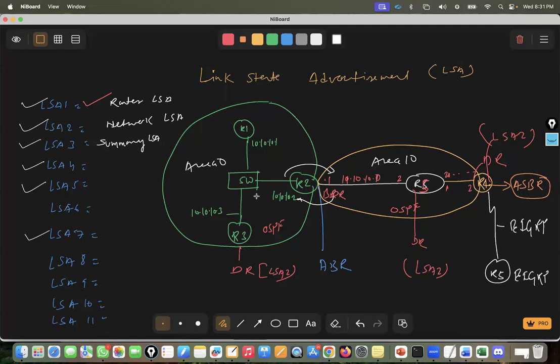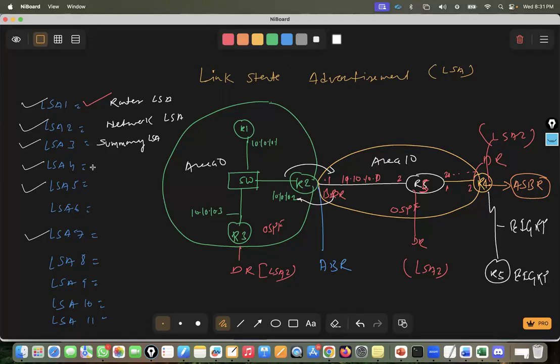I didn't get this point, sir. It generates LSA4 to inform other routers about what? Let's suppose R1 and R3 want to go to the EIGRP subnet, which is going to be injected by R5. Yes. So this route comes from R4 as an external LSA. It's going to come as an external LSA that is known as the LSA5. Make sense? Next one is this is my ASBR summary.